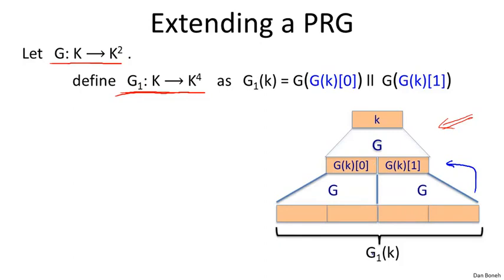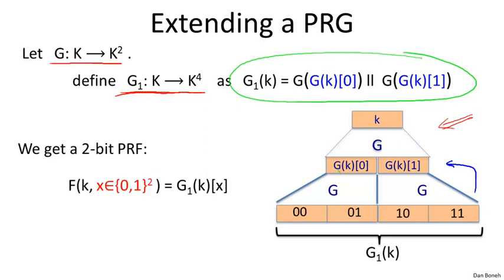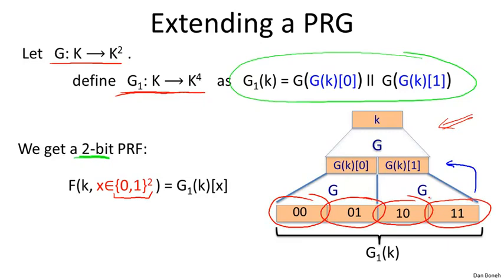And we're going to call the output of that, this quadruple of elements, G1K. I wrote down in symbols what this generator does, but you can see basically from this figure exactly how the generator works. Okay, so now that we have a generator from K to the fourth, we actually get a 2-bit PRF. Namely, given 2 bits, 0 0, 0 1, 1 0, or 1 1, we'll simply output the appropriate block that's the output of G1K.